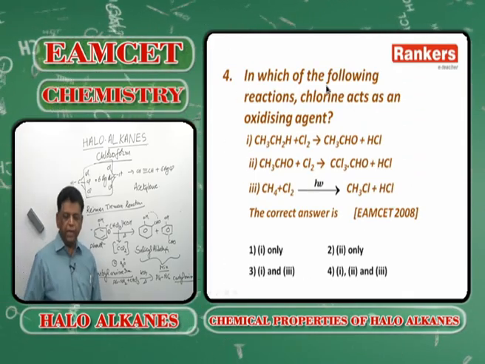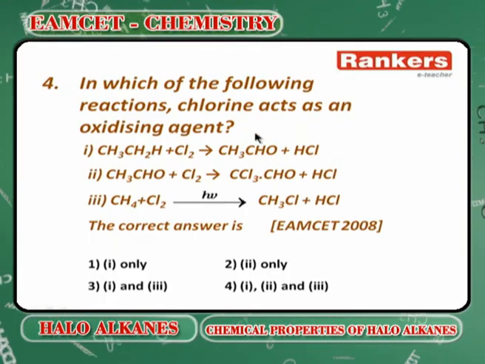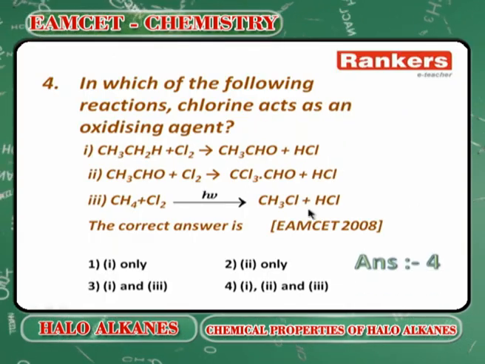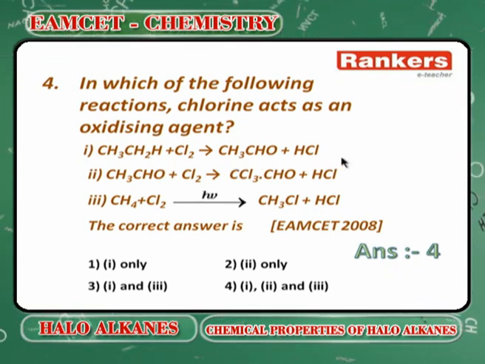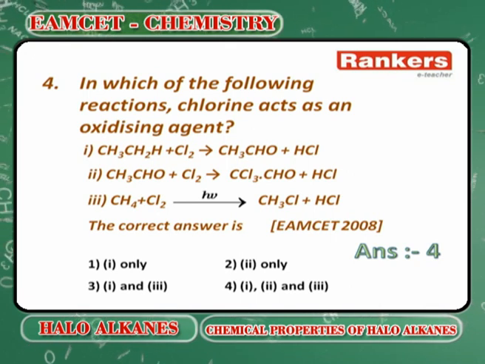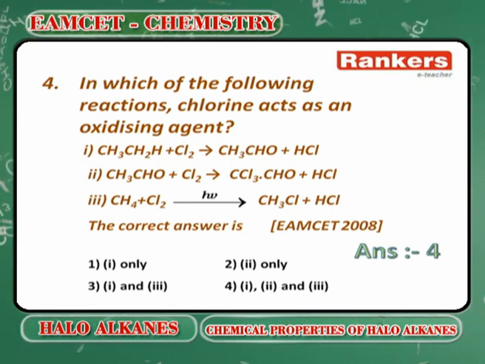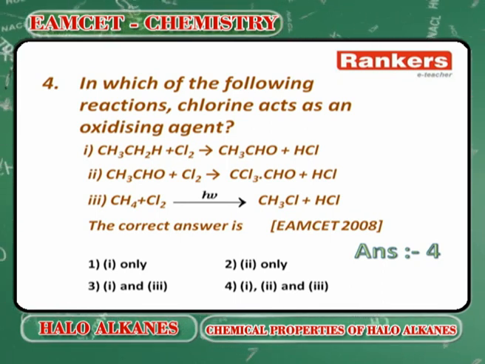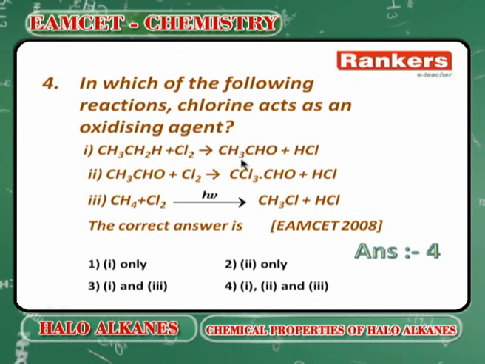In which of the following reactions does chlorine act as an oxidizing agent? In the first case, the ethanol is oxidized, with a small mistake in the formula. The ethanol is oxidized to acetaldehyde. Chlorination is also oxidation. Methane with chlorine gives methyl chloride, it is also oxidation. All the 4 are correct. Therefore 1, 2, 3, 4, the 4th answer is the right answer. Next.